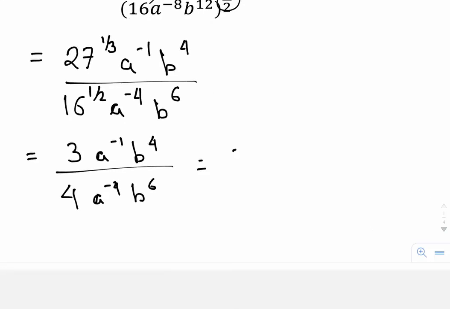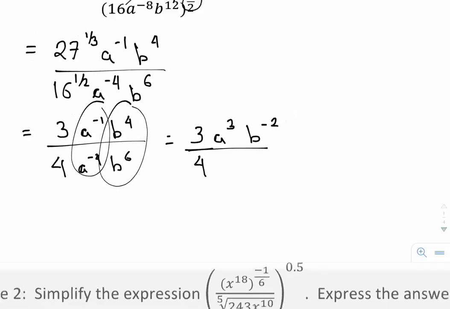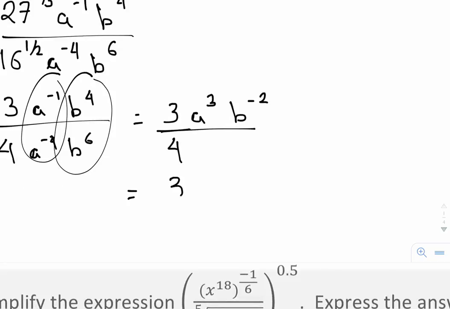And if I simplify this, 3 over 4, I get now a to the exponent 3, and I get b to the exponent negative 2. Remember, what I'm doing is dividing the a's, dividing the b's, and that means I subtract the exponents. And that's how I get the 3 and the negative 2. Now this could be a final answer. However, we like to express them with positive exponents, even though this question doesn't ask for it per se.